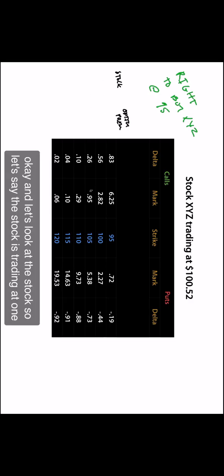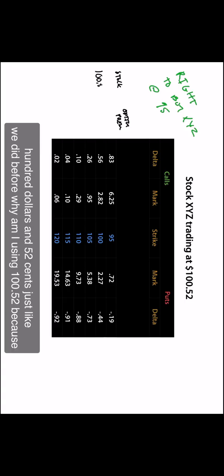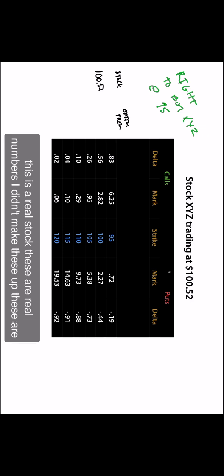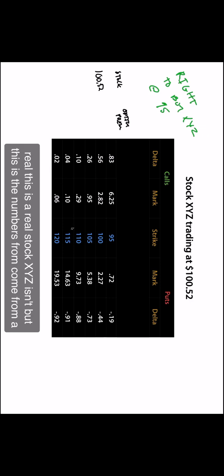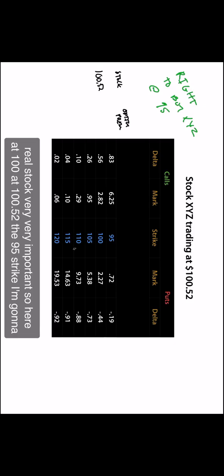Okay, and let's look at the stock. So let's say the stock is trading at $100.52, just like we did before. Why am I using 152? Because this is a real stock. These are real numbers. I didn't make these up. XYZ isn't real, but the numbers come from a real stock. Very, very important.